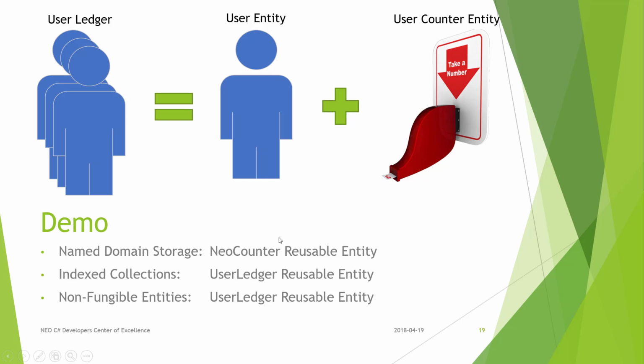So here we're going to look at the concept of creating a user ledger, and I'm going to more formally define what a ledger is in the context of NPC after the demonstration. But it's made up of a user entity and a user counter, and the user counter is based on the NeoCounter NPC entity. So let's jump in and do the demo.